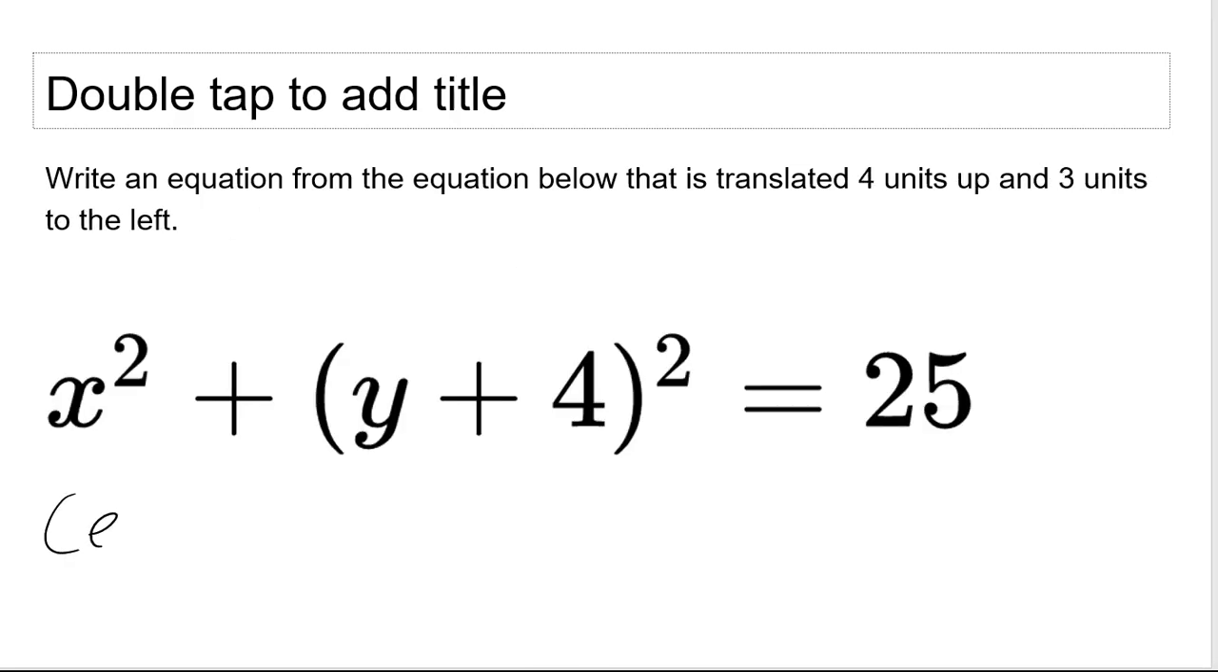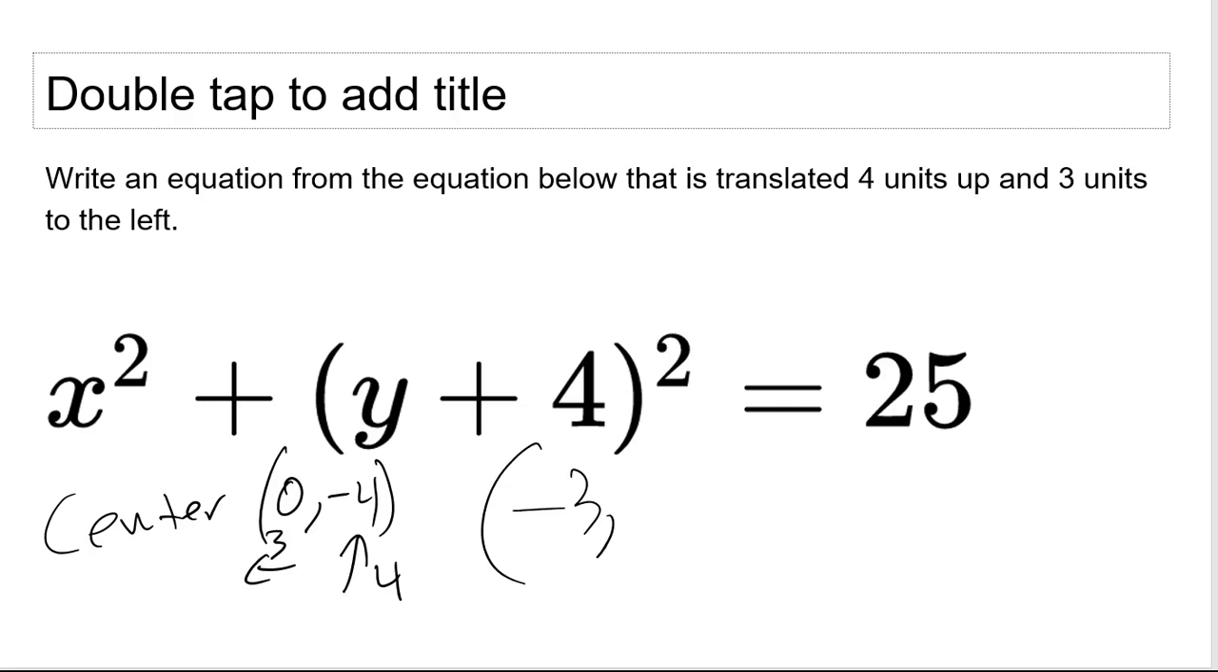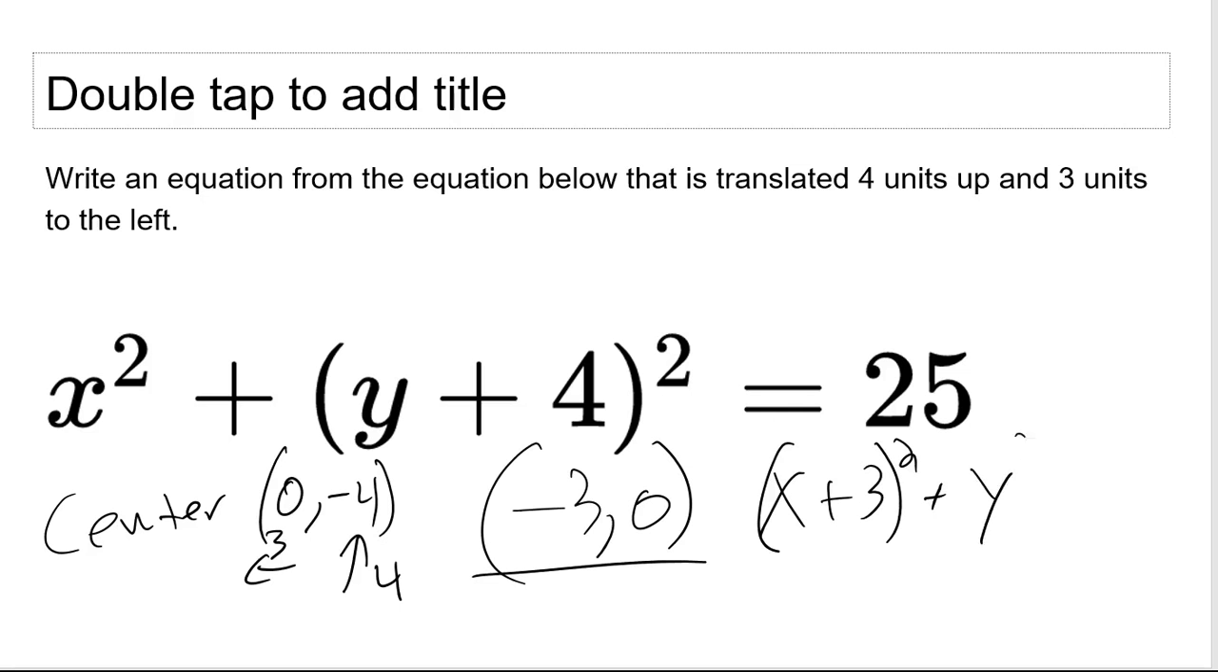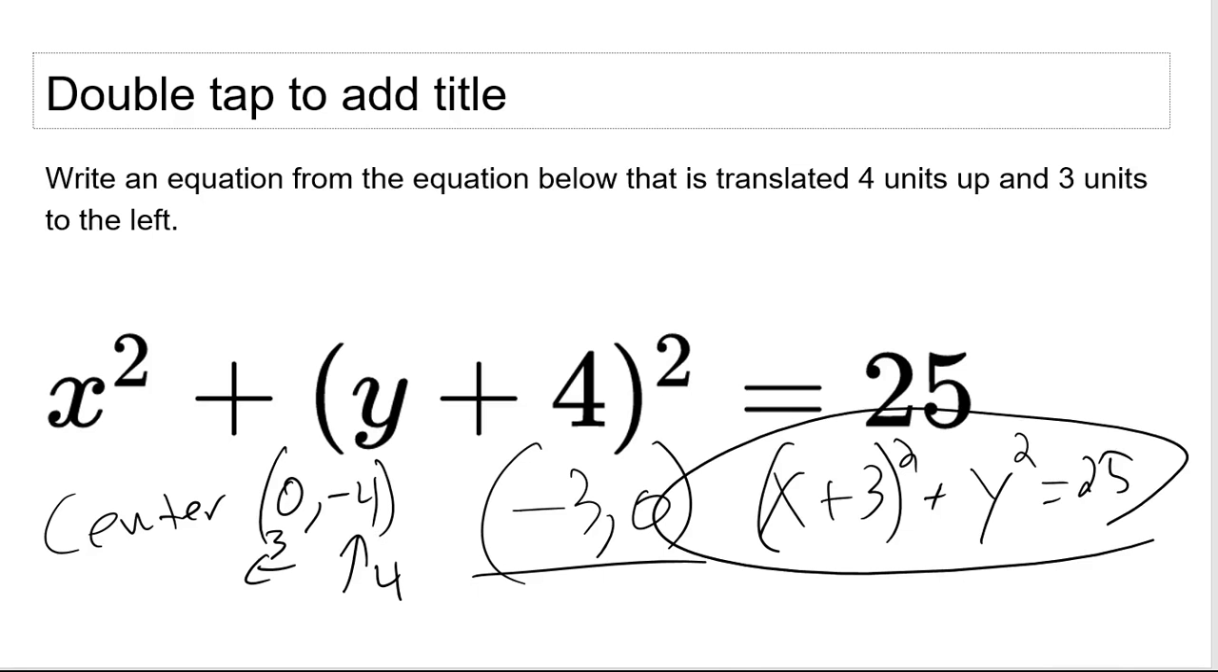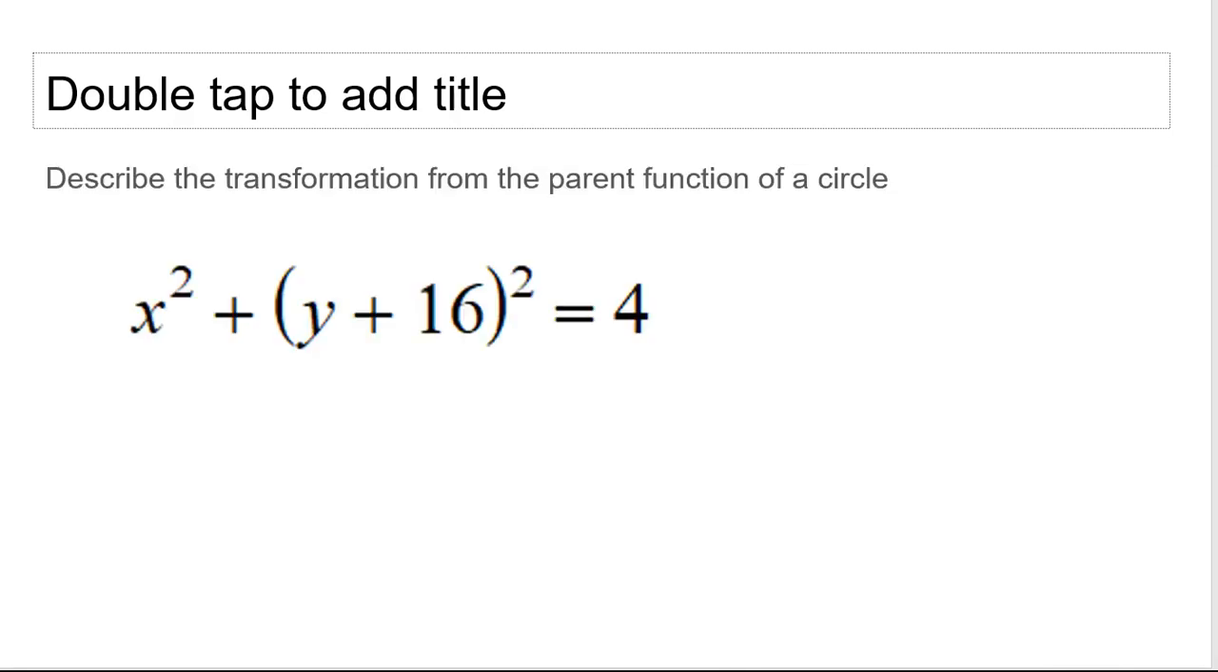Alright, so write an equation. So let's look at our old center. My center originally is 0, negative 4. My new center means 4 up and 3 units to the left. You got to know that the second number means up and down, the first number means left and right. So if I use 3 units to the left, that's negative 3. If I said negative 4 and I went up 4, that's back to 0. So that means my new point is x plus 3, or my new center is negative 3, 0. So it's x plus 3, and then we're just going to put a y squared. And there we go.